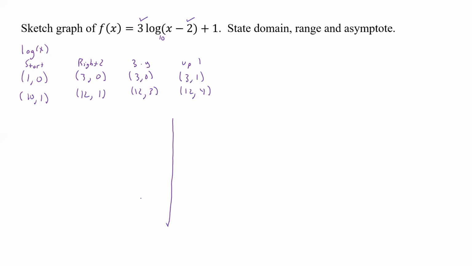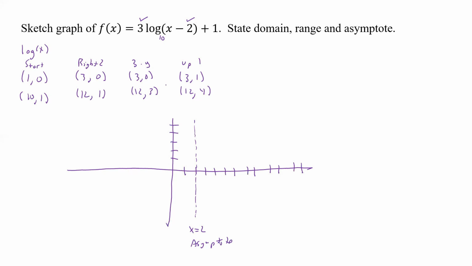So what do I have now? Well, my asymptote is going to be at what? It's going to be at x equals 2. All right, so we're going to have the asymptote at x equals 2.